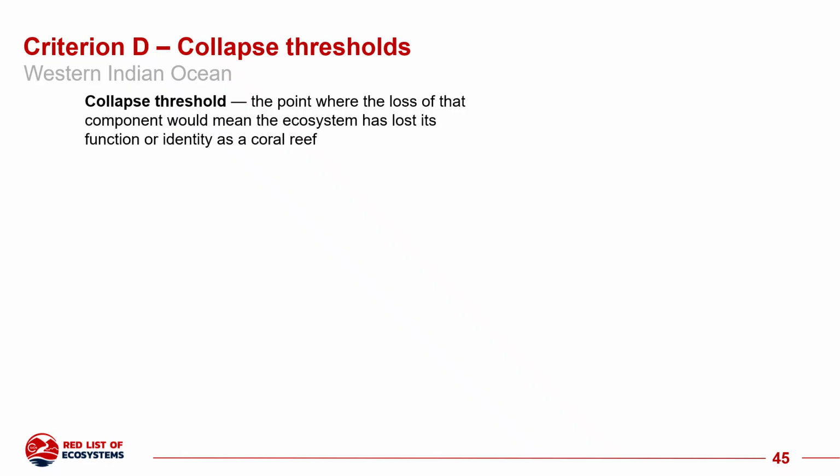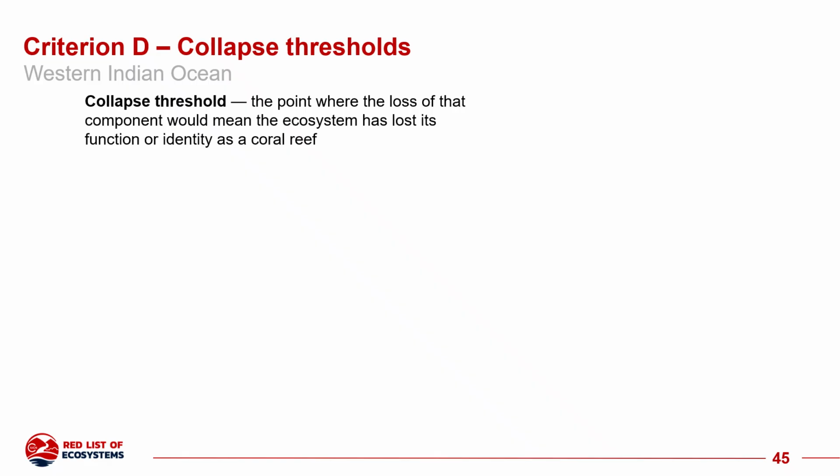For the benthic indicators, this threshold reflects the point at which the reef has transformed into something else, for example, from a coral-dominated reef to one overgrown by algae. In other words, it's no longer functioning as a coral reef. For the fish indicators, the threshold reflects a point where the ecological process they represent, such as herbivory or piscivory, is effectively no longer functioning. That might be due to fish abundances being too low to have any meaningful ecological effect.